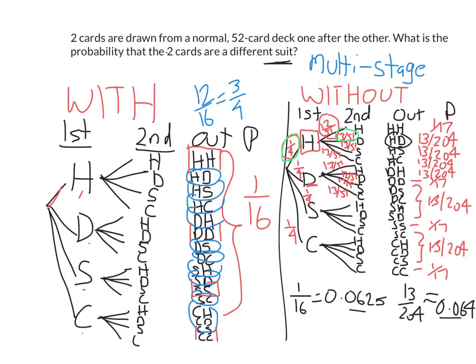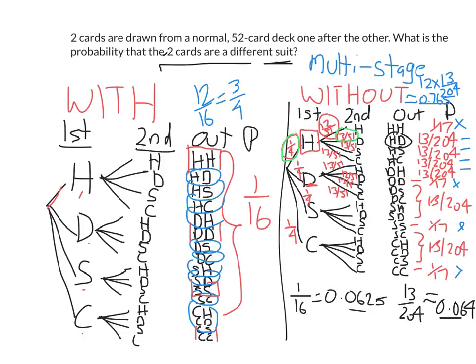So what's the probability the 2 cards are a different suit? Well, again, we just look at the outcomes where they are a different suit. So it's not this one, or this one. It's all the others. So there are still 12 of those outcomes. Each of them has probability 13 over 204. So it would just be 12 times 13 over 204. So if you wanted that as a decimal, that is approximately 0.765 to 3 decimal places.